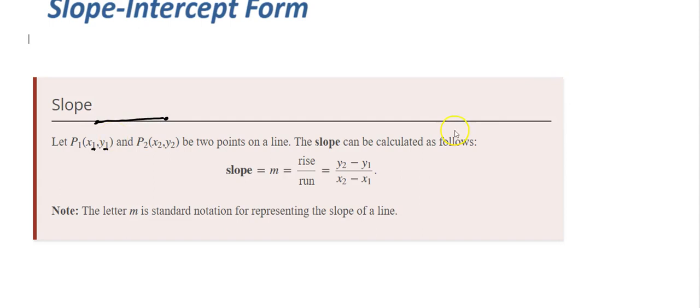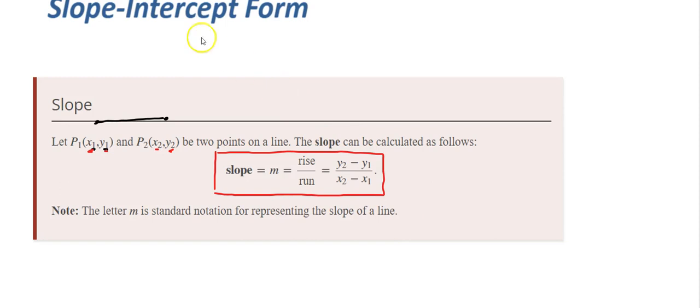The slope can be calculated as follows. This is going to be very important to remember. Even if you don't remember anything else, forget all this, remember this right here. Slope equals m, that's just a variable name, equals rise over run, y2 minus y1 over x2 minus x1. It's basically taking this point here and subtracting it from this point here. It's going to become very apparent. This is going to become second nature to you.